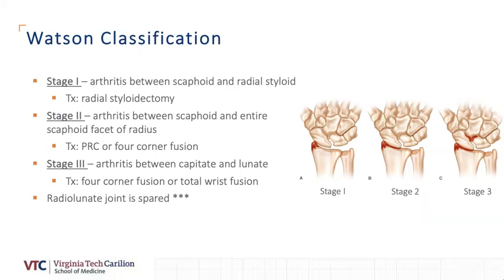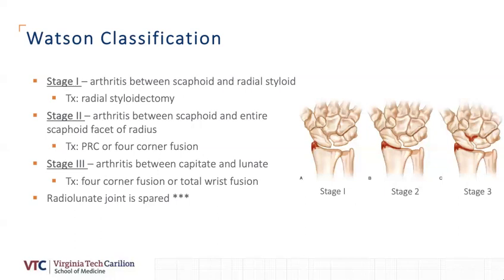Traditionally, when this was first described, one of the main things was that the radiolunate joint was spared in this classification. However, there is debate over this, since there have been several descriptions of the radiolunate joint being involved in severe SLAC wrist. Some people will describe that as stage 4, but typically and standardly, the radiolunate joint is spared, and if it is affected, you often will think that another disease process could be happening. But this classification is helpful because it helps guide treatment.